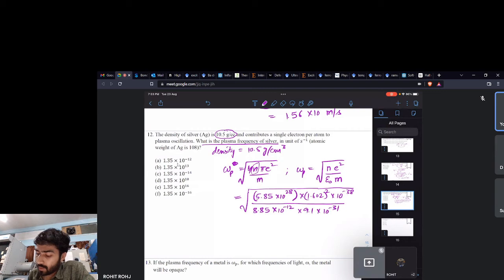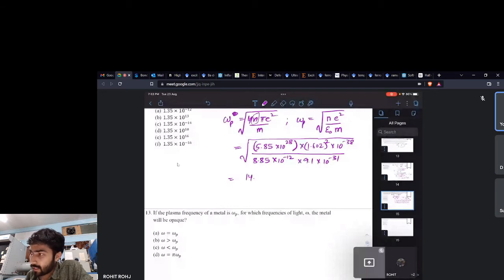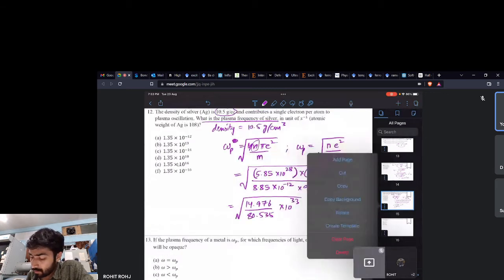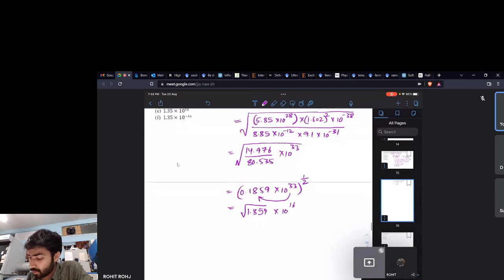If one solved this question, one would find such prefactors: 80 by 535 multiplied by 10 to the power 33, whole square root, and after simplifying, this turns out to be 1.859 square root into 10 to the power 16. It turns out to be 1.363 into 10 to the power 16 hertz.